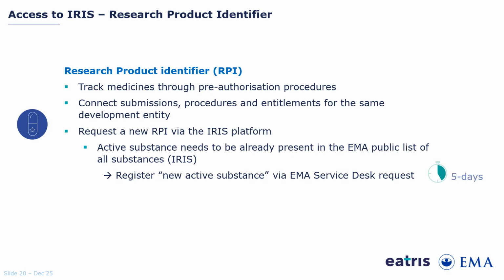The request for a new RPI for an active substance from the list will be validated by EMA staff, and it may take a day or 2 for the validated RPI to appear in the portal for you to use when creating the draft of your scientific advice submission. So it is a good idea to prepare the RPI well in advance of the advice.